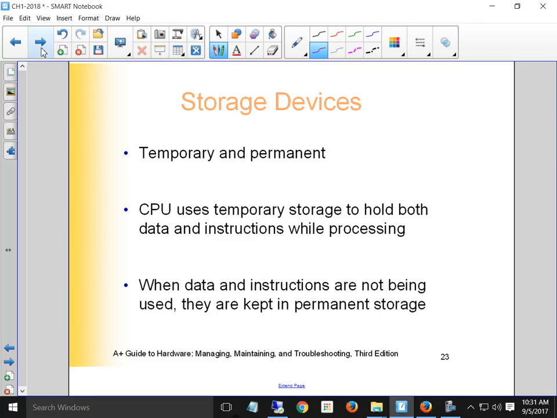So secondary storage, or storage devices, can be temporary, like RAM, or permanent, like our hard drives, our CD-ROMs, or our flash drives.